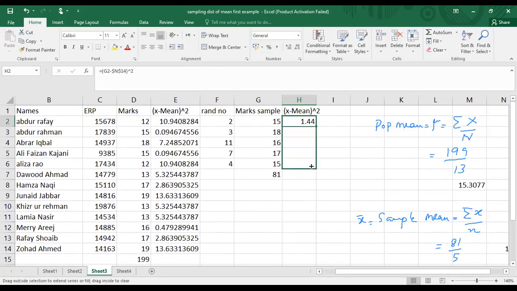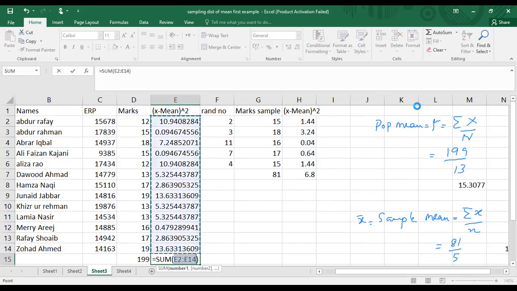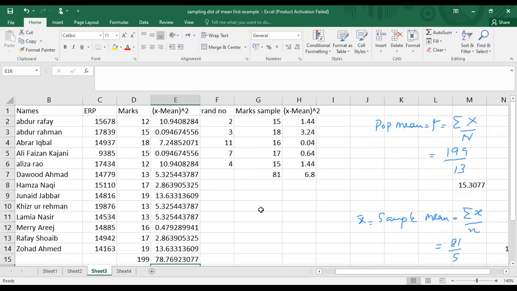Copy this and compute the total. Similarly, you have to calculate the total here. Now we are going to calculate the sample variance and the population variance. Sample variance is S square, and population variance is sigma square.